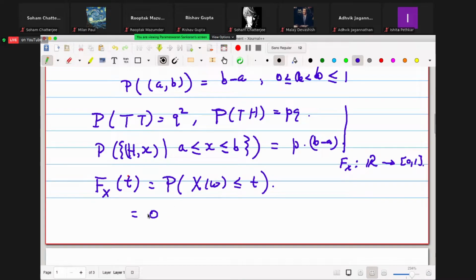Before I do this, let me define the random variable here and make it into a problem. What is a random variable X? It is a map from omega to the real numbers. So X of TT, it takes a lot of time to write it. Let us say X of T, comma anything.